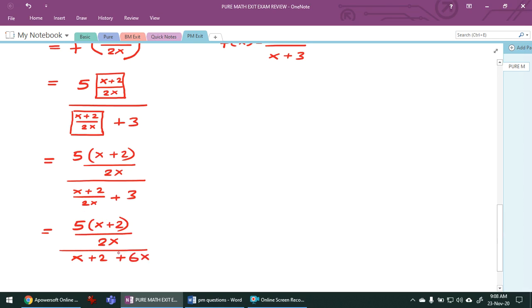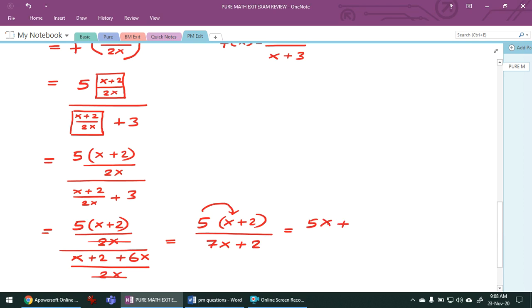3 into 2x will give you 6x, divided by what? Divided by the same 2x. Now what will happen? This 2x and this 2x will cancel, and we have 5 into (x + 2), divided by x plus 6x is 7x, so you will write 7x + 2. If you want, you can multiply this inside: 5 into x is 5x, plus 5 into 2 is 10, divided by 7x + 2.